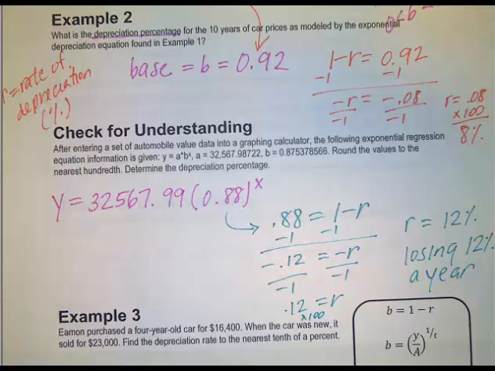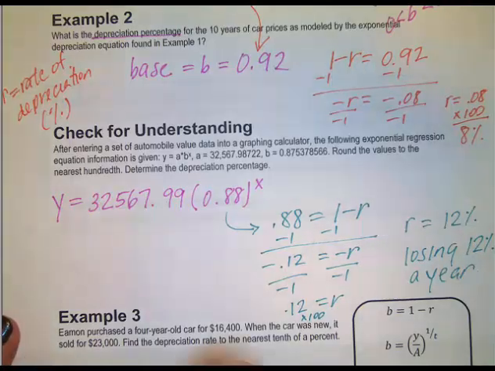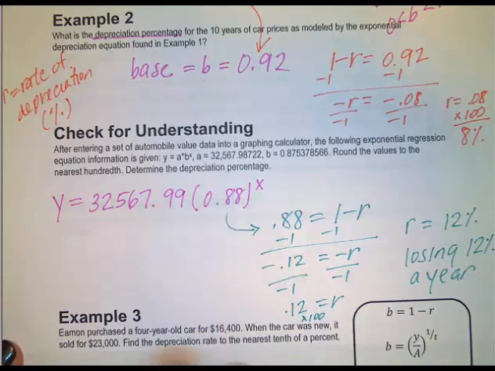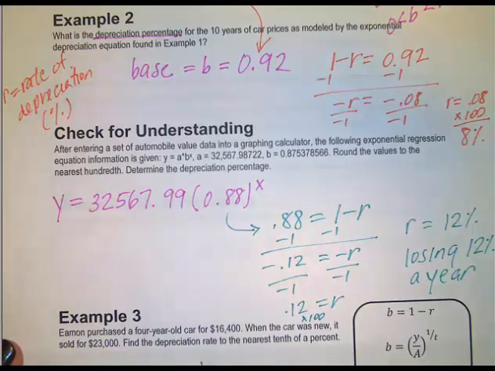All right, so example 3. Iman purchased a 4-year-old car for $16,400. When the car is new, it sold for $23,000. Find the depreciation rate to the nearest tenth of a percent. So to find the rate, we have to find the base. So the base is the current value over the original value. So the current value is 16,400, and the original price is 23,000, and we're going to raise it to 1 over the time.